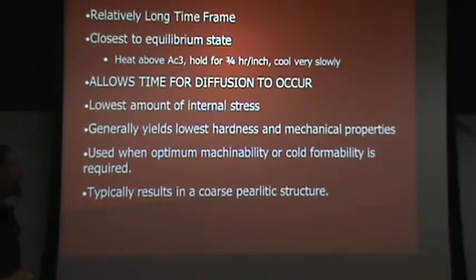This is where you're going to heat something up until it's fully austenitized, and then you're going to cool it very slowly, right? And the idea, especially in the world of steel products, is that you're going to get a pearlitic structure. It'll be soft, it'll be easy to machine, it'll be easy to do cold deformation if you're doing, say, a bending or a drawing operation on it.